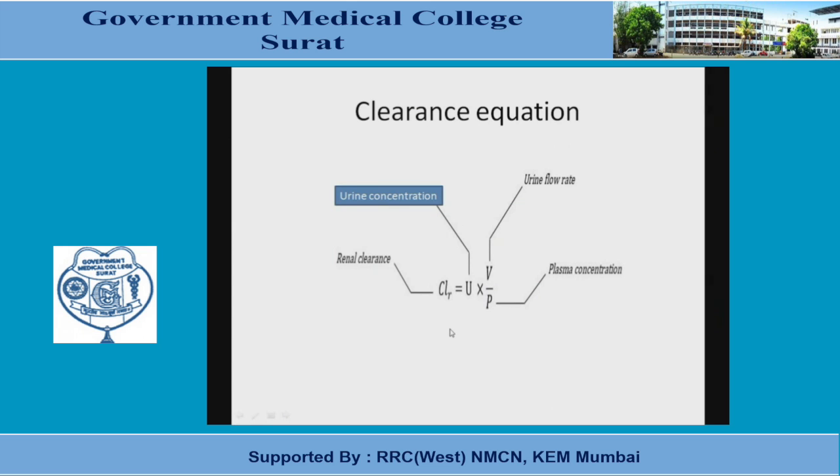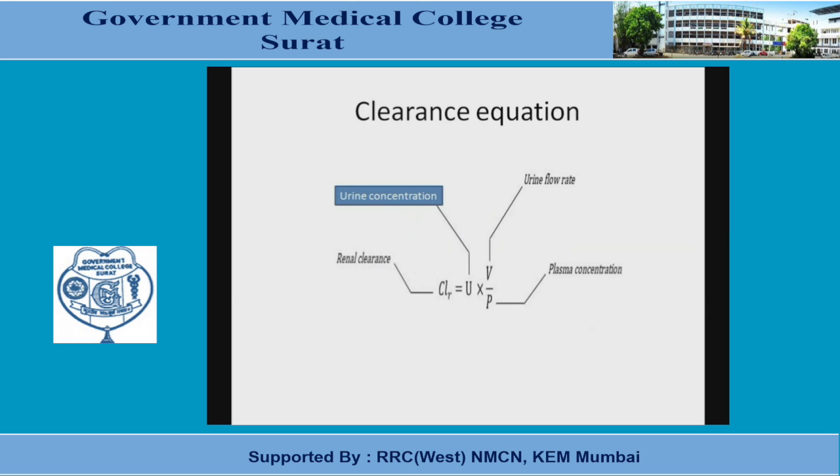The general equation for measurement of clearance is UV by P. U means concentration of the substance in the urine, V means volume of the urine for 24 hours, and P means concentration of the substance in plasma or blood. To measure the substance, a 24-hour urine collection is needed. So it is a lengthier procedure, and every time it is not possible for each and every patient, for the OPD patient.